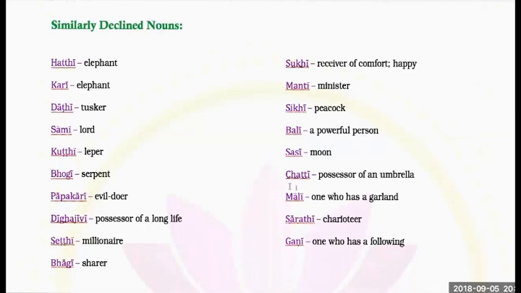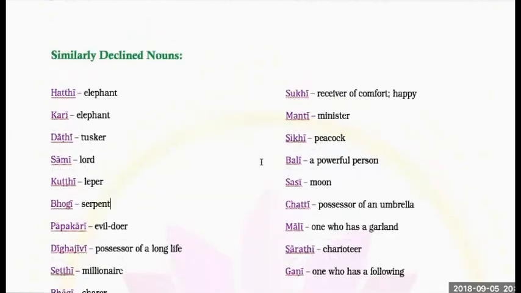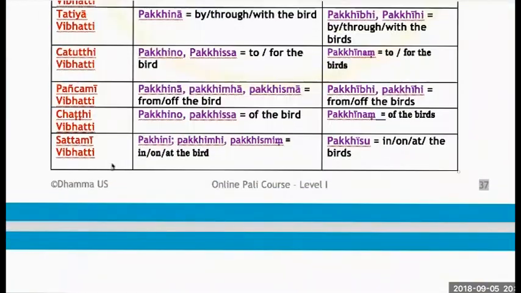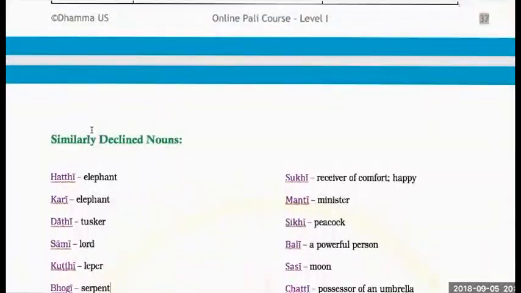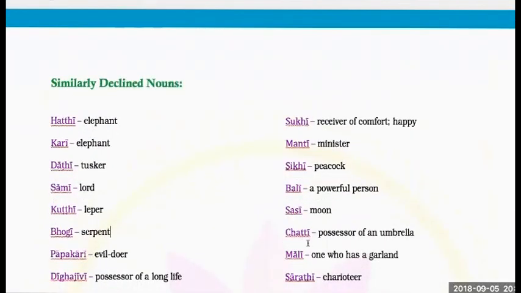Chatti, remember, not chatthi, okay? If you can see here, this one has a dot underneath; that is chatti, which is different. Chatthi means sixth, but this one looks very similar, with different spelling and different pronunciation. Chatti means possessor of an umbrella. Chatta is umbrella, so chatti means possessor.